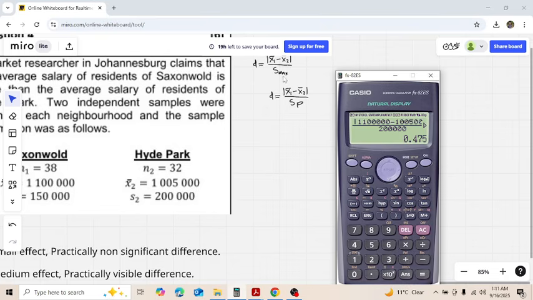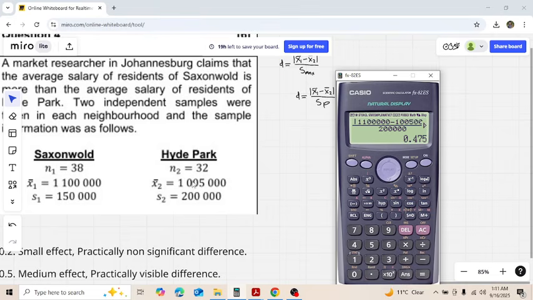The reason why we use 200 here, it says S max. I just forgot to explain that. It says S max. So you take the standard deviation that is higher when you have two populations. You see here, we divided by 200,000 because 200,000 was more than 150,000. So the standard deviation for this was higher than for this. So that is why we did it over there.